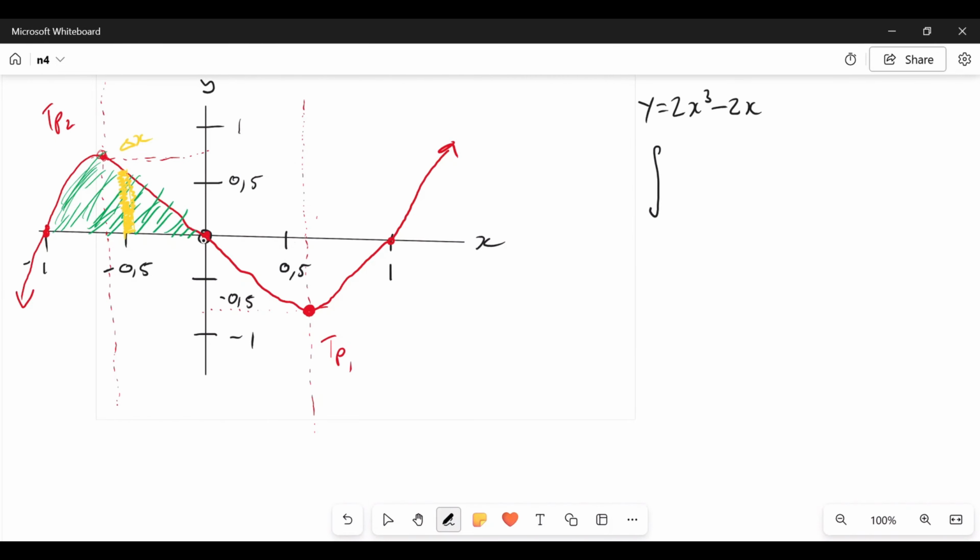Our upper limit is the bigger number between 0 and -1. So 0 is going to be our upper limit. And then our lower limit is going to be -1, because between 0 and -1, the bigger number here is 0. Then inside there, we have to put in our equation that we have, 2x cubed minus 2x, multiplied by dx. So we need to use this here to calculate the limit. This is what we call definite integrals.